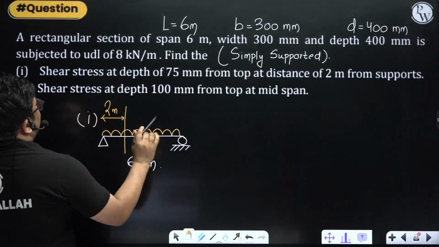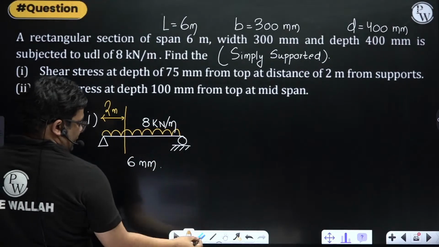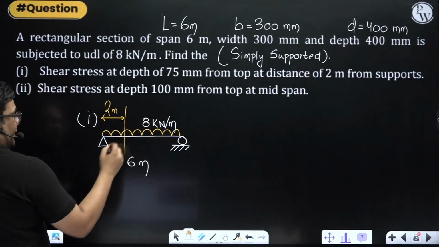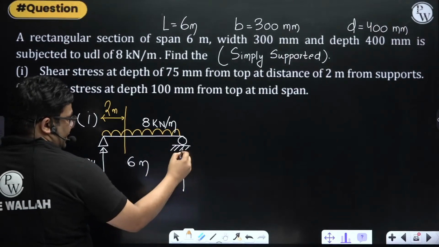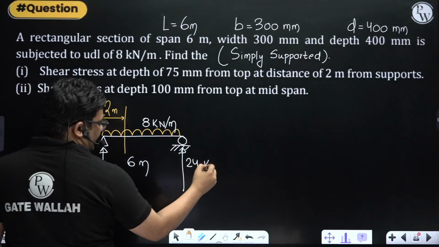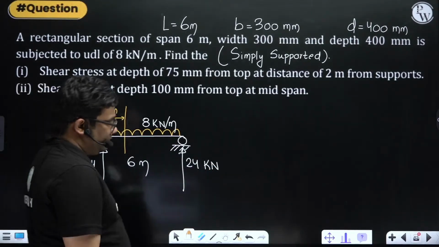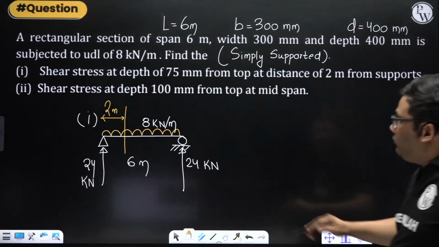So now UDL is given 8 kilonewton per meter and it is 6 meter actually, sorry. So reaction will be how much? 6 into 8, 48. So 48 divided by 2, 24, right? So reaction is 24 kilonewton. 8 into 6, 48. 48 divided by 2, right? Very good. Now, we have to find out the section at 2 meter.